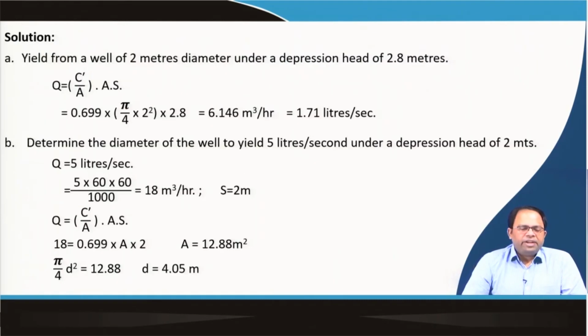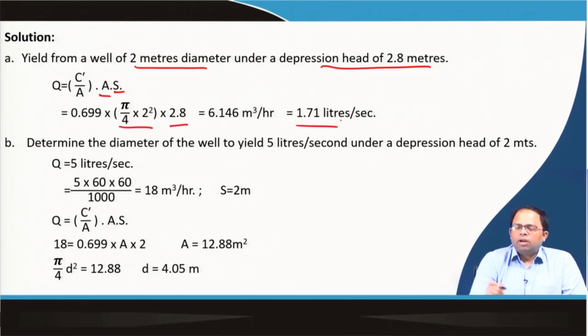Now, when we determine the yield of the well of a diameter of 2 meters and depression head of 2.8 meters, we have to multiply the specific yield into the cross sectional area of the well into the depression head. Because it is 2 meter diameter, we take the area as pi d square by 4, and into 2.8 is the depression head, which comes to around 1.71 liters per second.